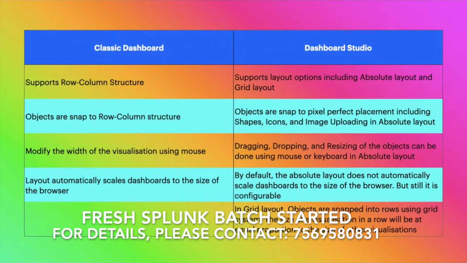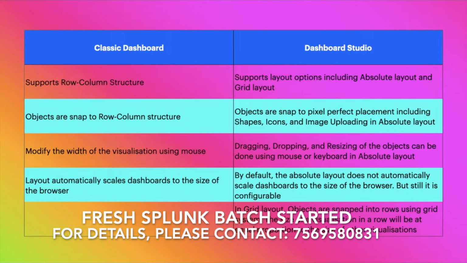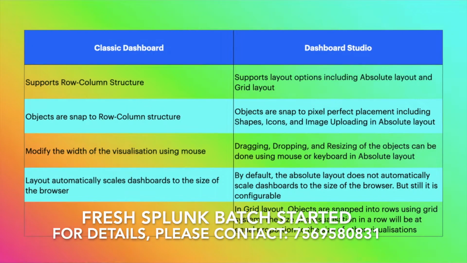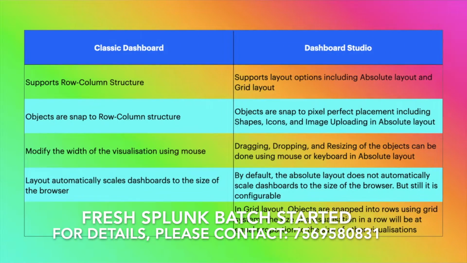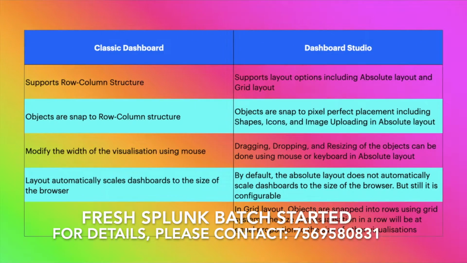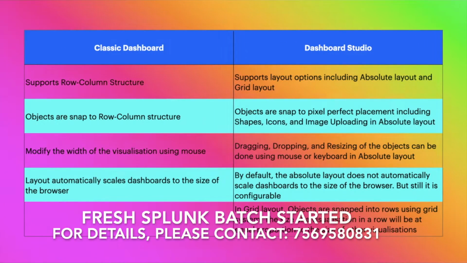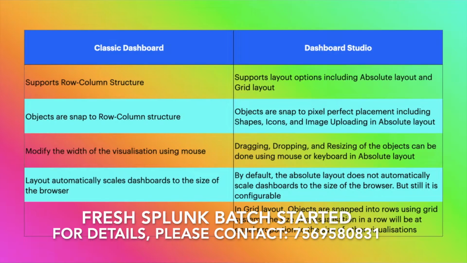So the third one is we can always modify the width of a particular visualization using the mouse. Whenever you are using a classic dashboard, at the bottom of the dashboard you will have a dot symbol, right? You can always drag that dot symbol, where you can modify the width of the visualization. If you want to modify the width, you can modify it like that in the classic dashboard. Okay, that is the way we can use in the classic dashboard.